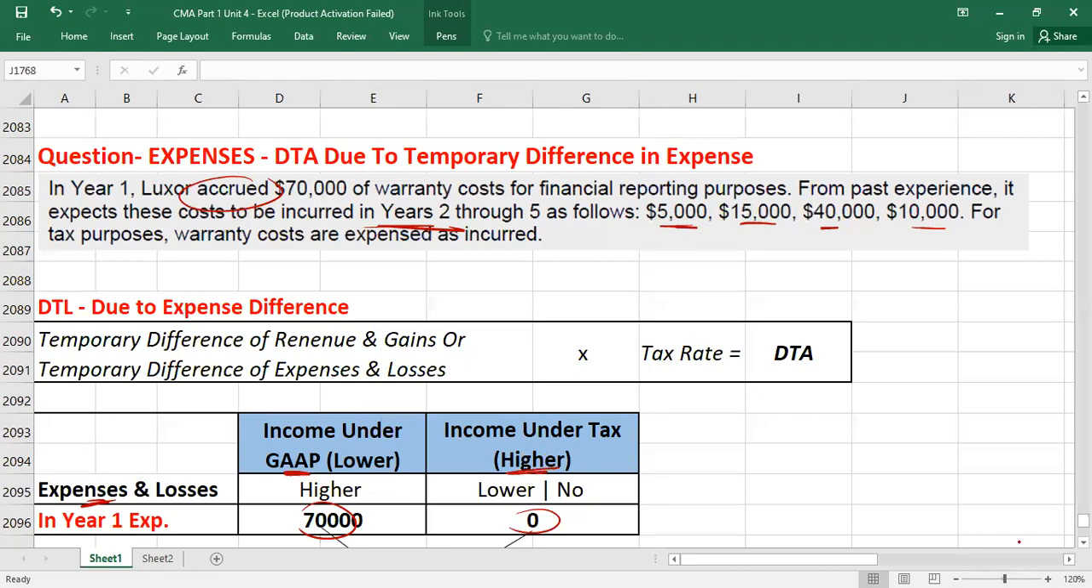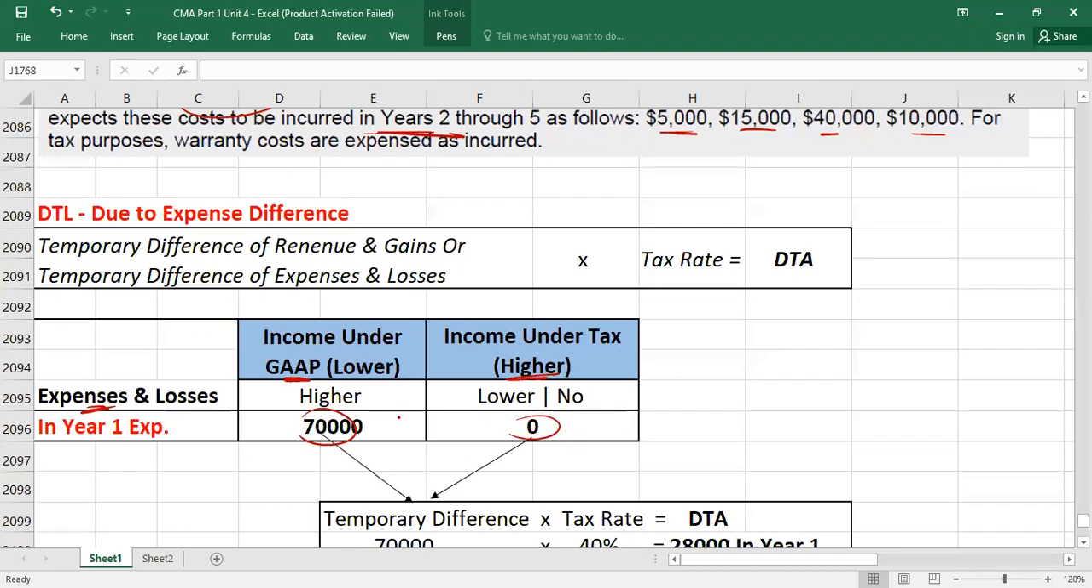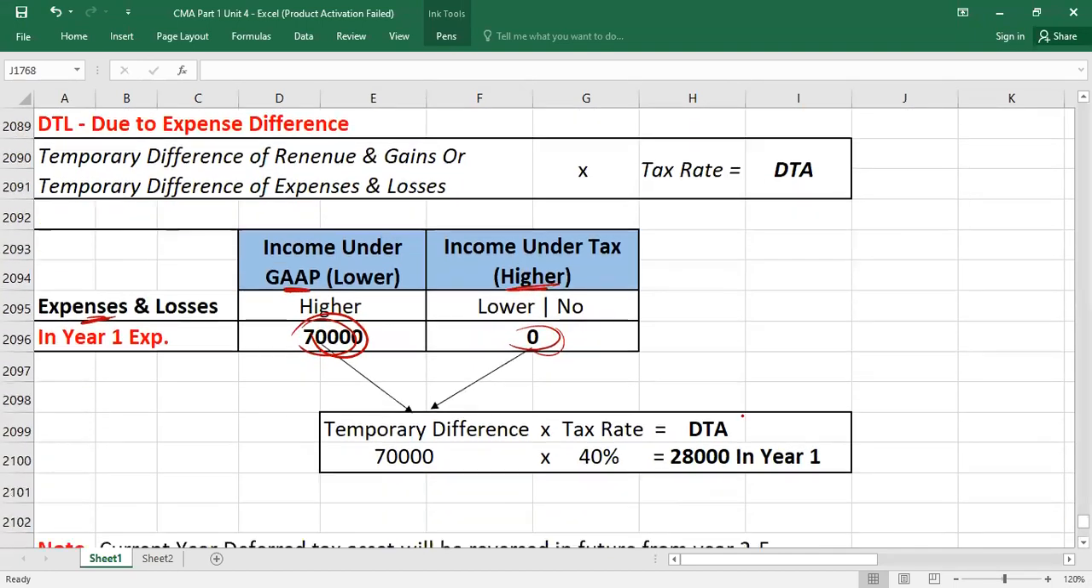Now tell me how much expense you have recorded under accounting. 70. How much have you recorded in tax? 0. So what's the difference? 70. Tell me, this is expense. Higher expense means lower income. It means GAAP income is lower. So a deferred tax asset will arise. Right or wrong? So what you will do, just take the difference, which is 70,000, multiplied by 40%. This will give you the deferred tax asset. This asset will be refunded in the future.